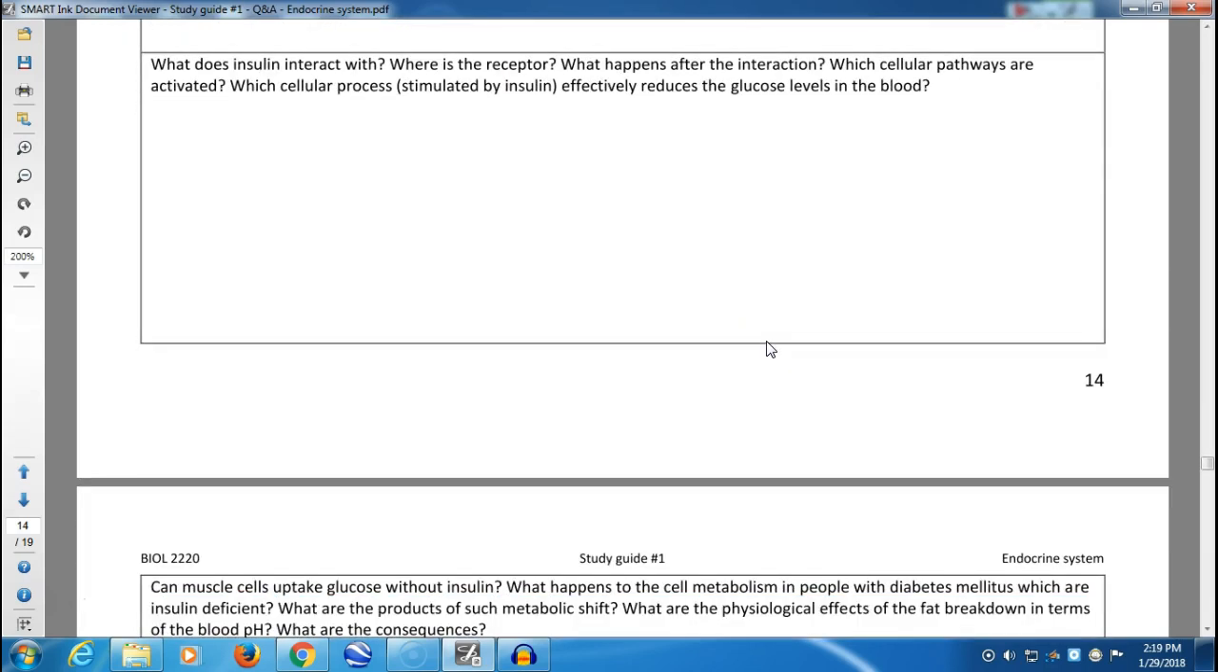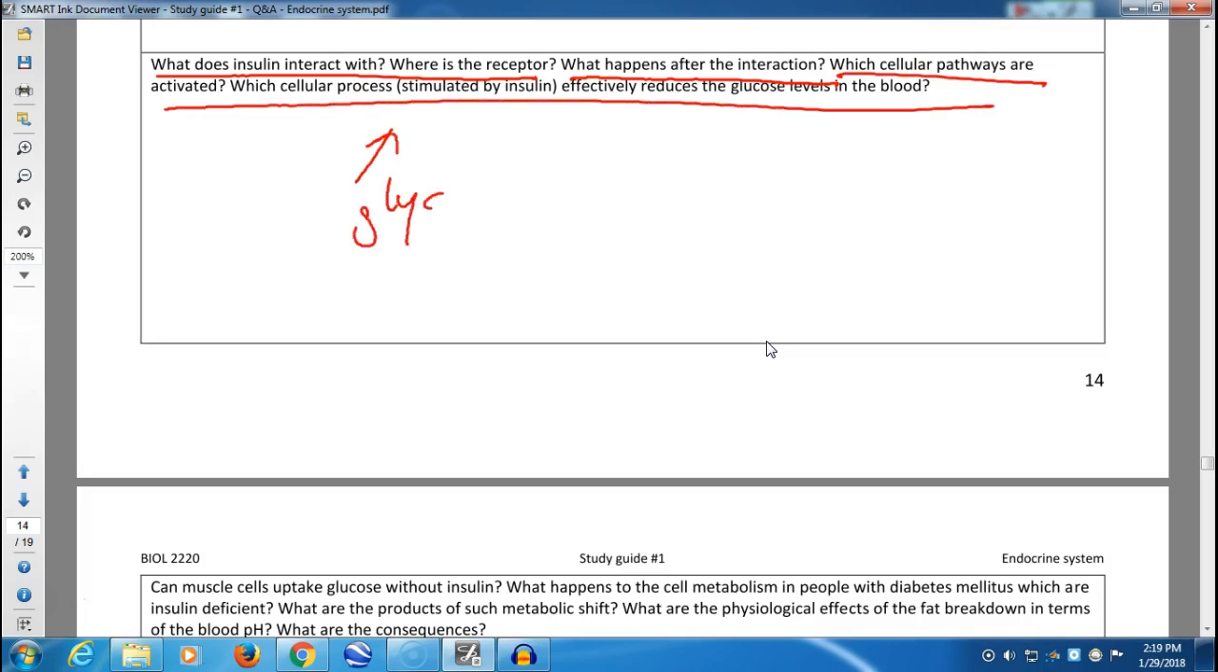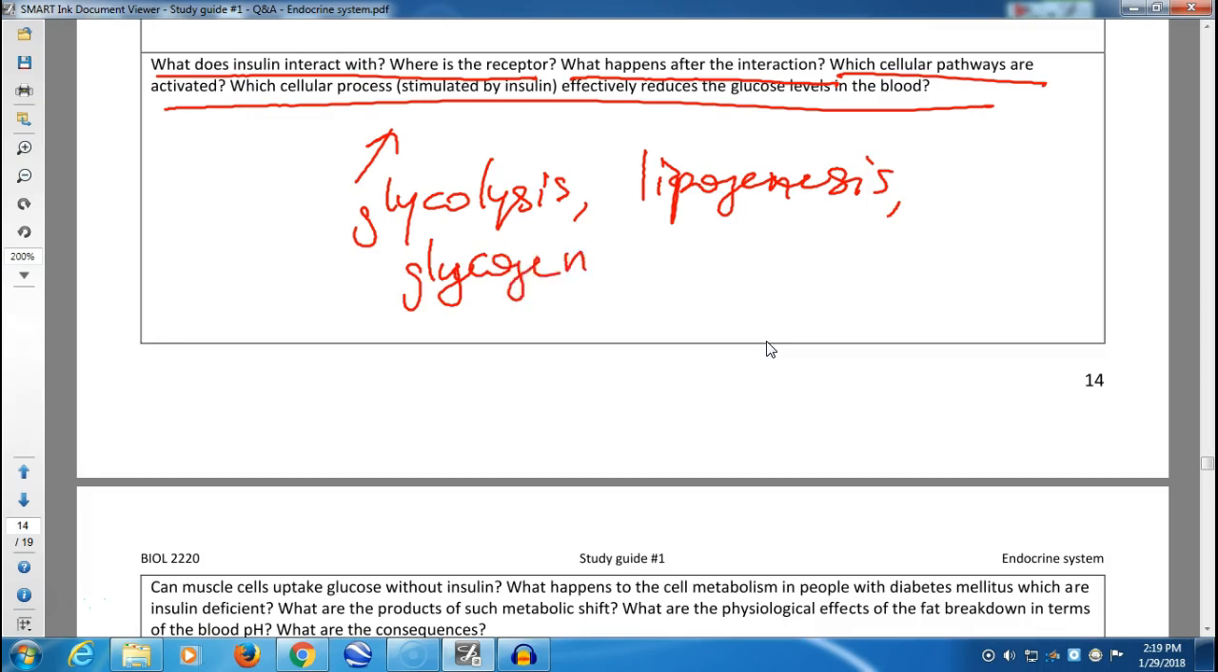Insulin interacts with the receptor, which is on the surface. Tyrosine kinase is activated. Any pathways that will lead to glycolysis, lipogenesis, glycogenesis, and glucose uptake. Does that make sense? That's what we just talked about.